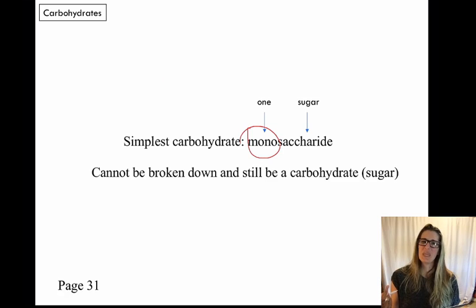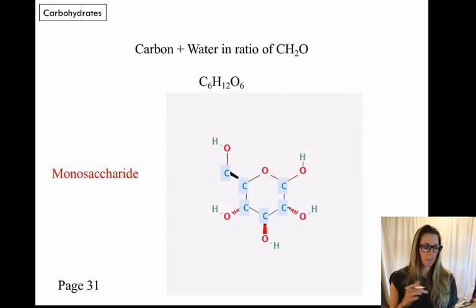The key to it being a carbohydrate is that it can't be further broken down into another sugar, into a simpler form that is still a carbohydrate. A sugar is a carbohydrate. So this is what a monosaccharide looks like. Carbon and water ratio, C6H12O6. You might be familiar with that.